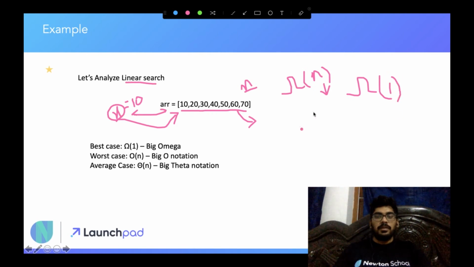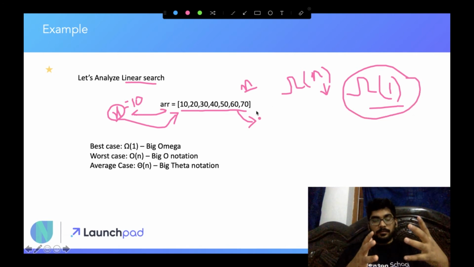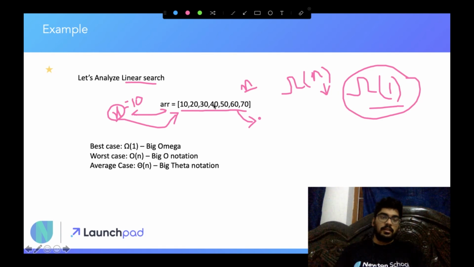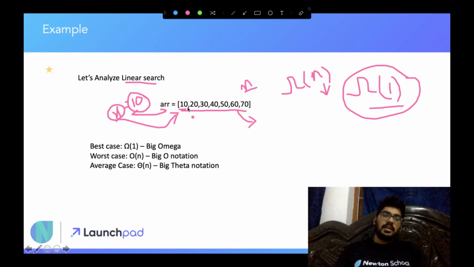Omega 1. That means this is the minimum time that our program can take to execute. Okay, so see the difference clearly. Basically, I counted out what is the best possible case for this algorithm. To find 10 in this array, what is the best possible scenario? The best possible scenario is that 10 is at the first position, so the best case complexity is 1.